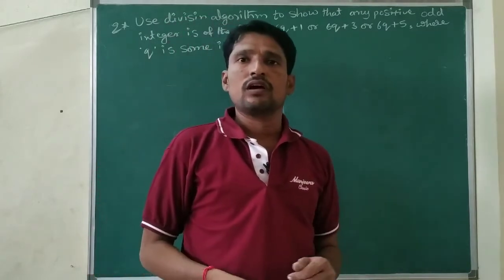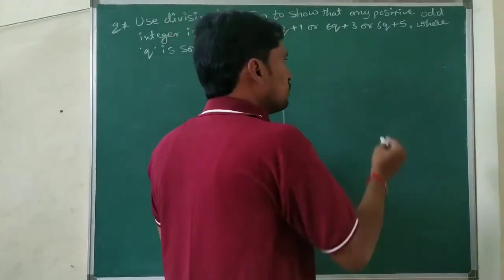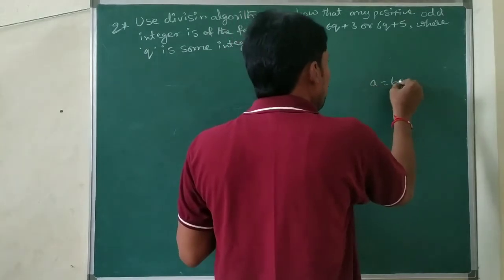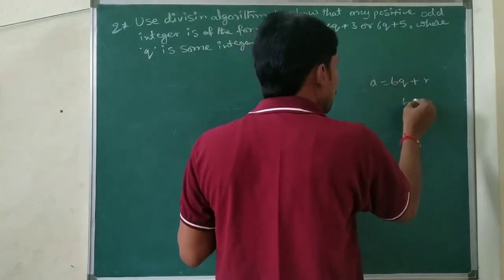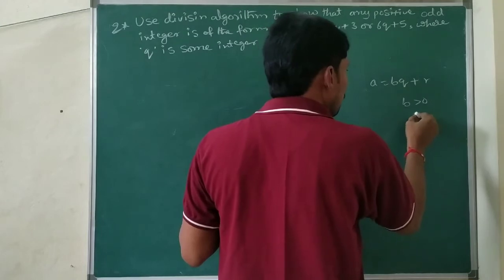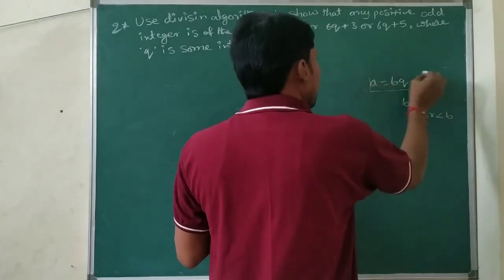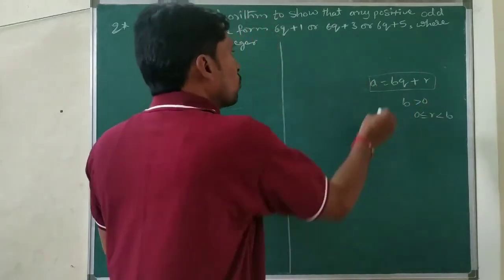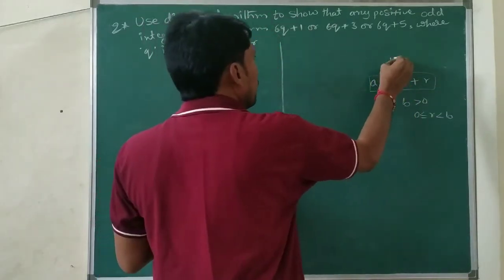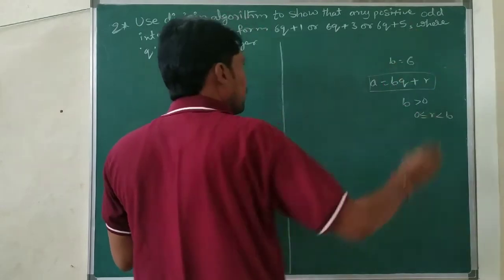Already we know the division algorithm. What is the division algorithm? a equals bq plus r. Here b is greater than 0 and r is 0 less than or equal to r, r less than b. So a equals bq plus r. What is the b value here? The b value we can take as 6.